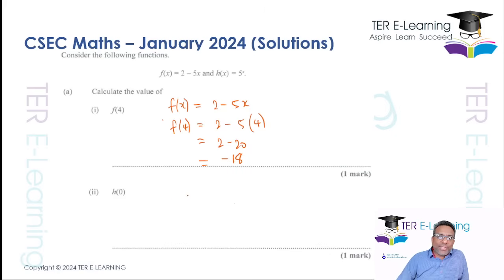Next thing we want h of 0. So h of x is equal to 5 to the power x. So if you want h of 0, you're going to just substitute 0 into this. So this is going to be 5 to the power 0, which is 1. So anything raised to the power 0 is going to give me 1.